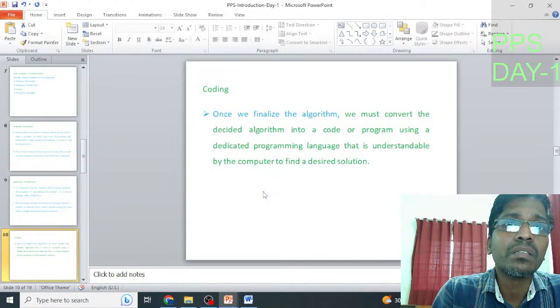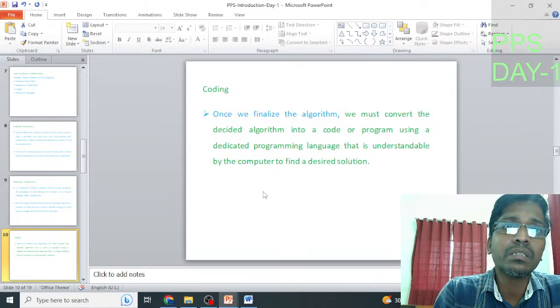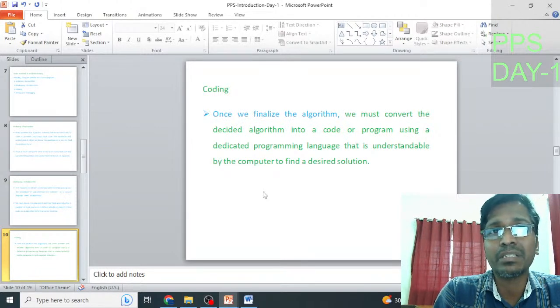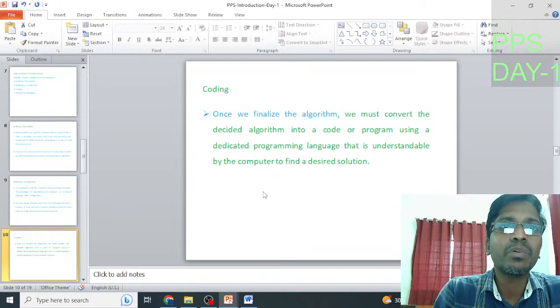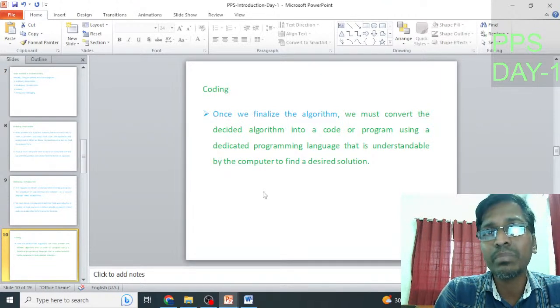So next one is coding. After developing an algorithm for a particular problem, you have to convert your entire algorithm into a programming language. For example, you can take any programming language. Let us take the C programming language. First, you can write the algorithm for the given problem.